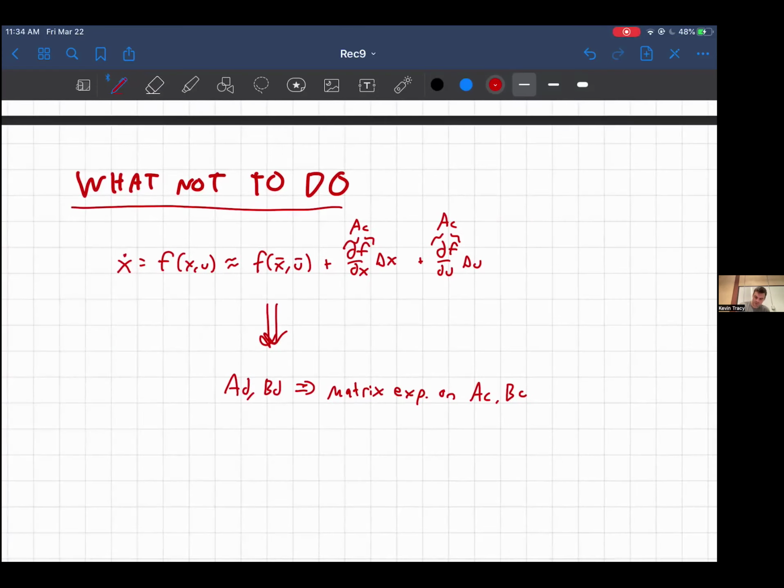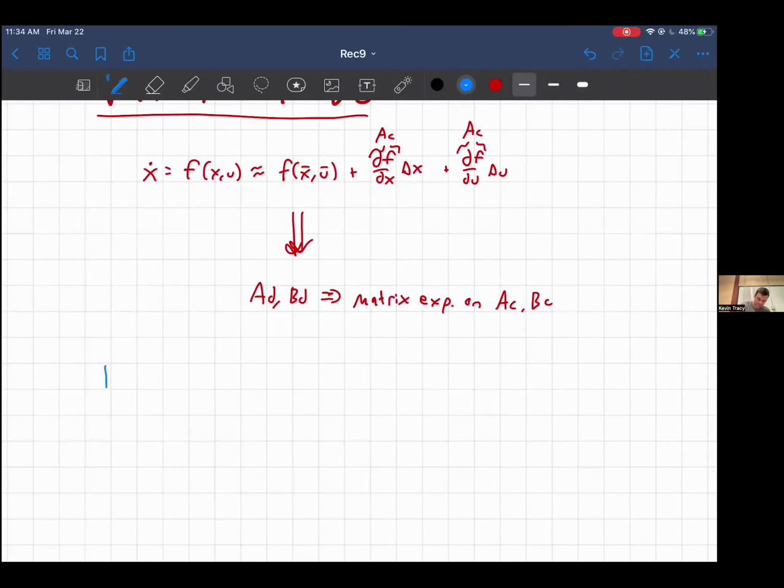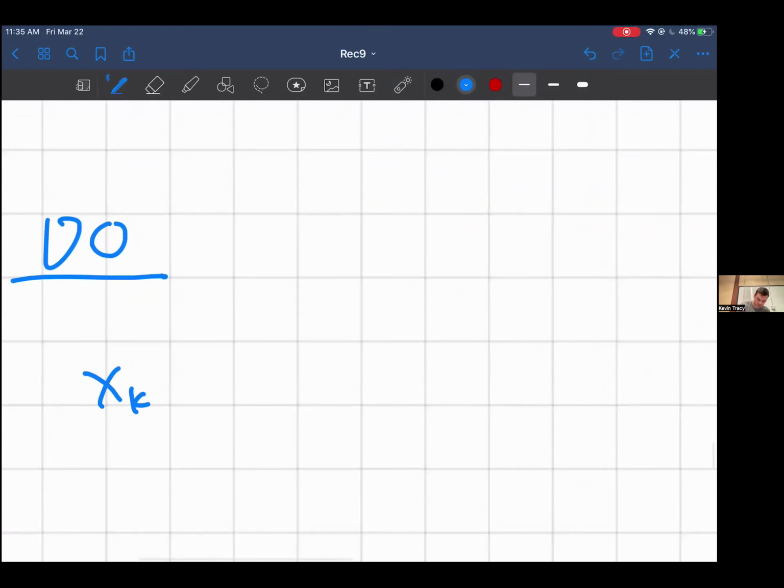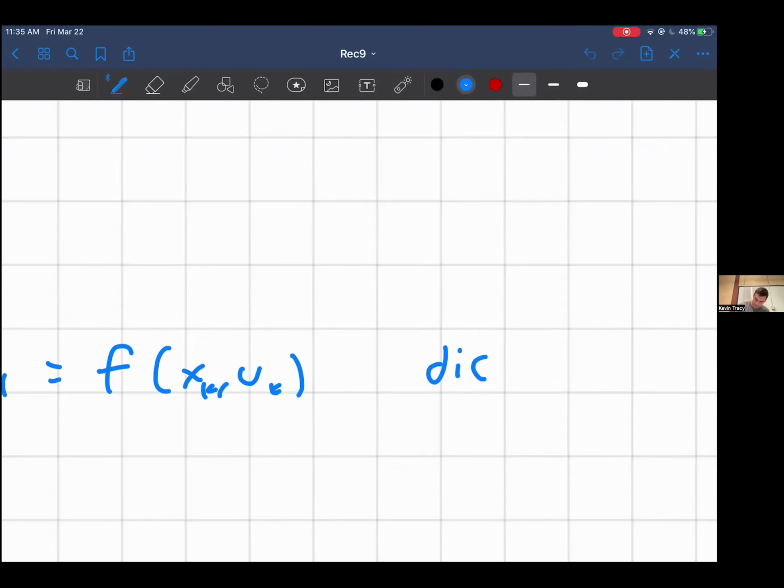So what you should not do is take a nonlinear system that is in continuous time, linearize it to get a continuous time linearized model, and then take that linearized model and use the matrix exponential to get A_D and B_D from A_C and B_C. You should not do this. What you should do is the following. You should discretize it, so discretize it with RK4 or anything.